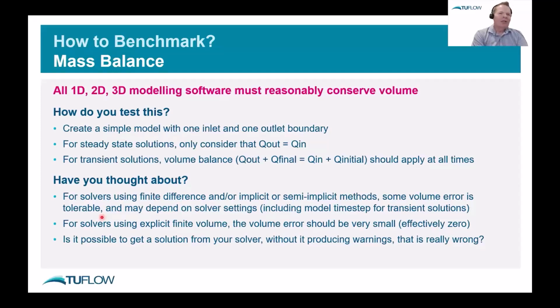If your solver is an explicit finite volume solver, then it really has got no excuse. The volume error should be very, very small, very close to zero. So again, if you've got 98%, then that's probably not what you want. Particularly for a finite volume solution, you should be 99.9% conserving.